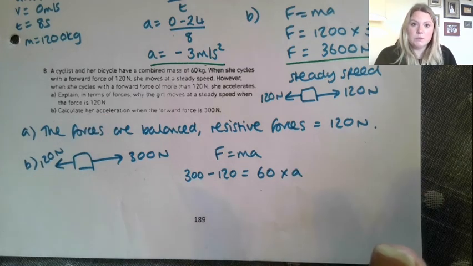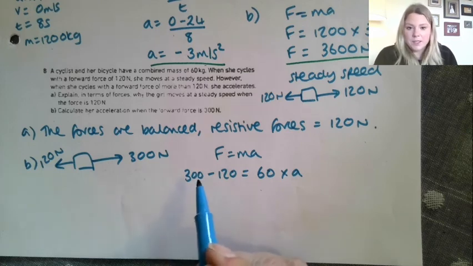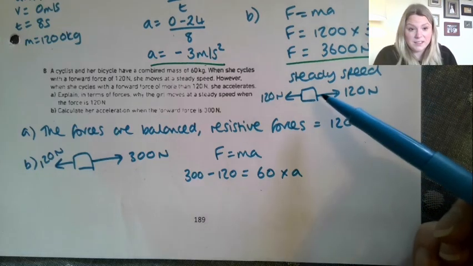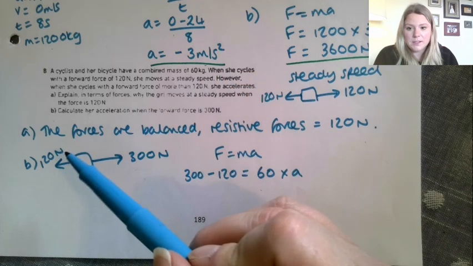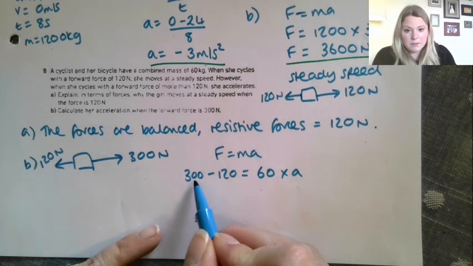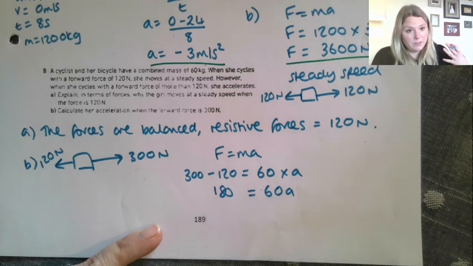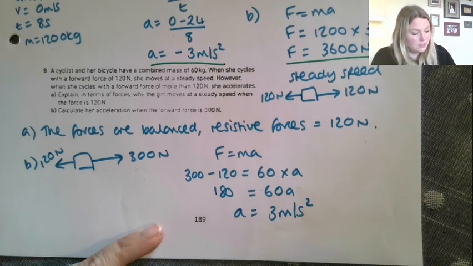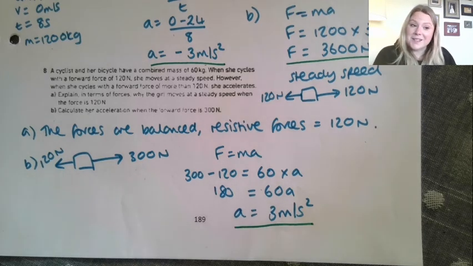Now, the most common place that I saw people going wrong here was just putting in the 300. So just be careful. Remember, anytime they give you loads of information, it is going to be a situation like this. They've told you this so that you recognise that the resistive forces are 120. It's really, really sneaky. So anyway, 300 take away 120 gives me 180 equals 60a. If I divide both sides by 60, I'm going to get my acceleration to be 3 meters per second squared. Okay, so that's that one.